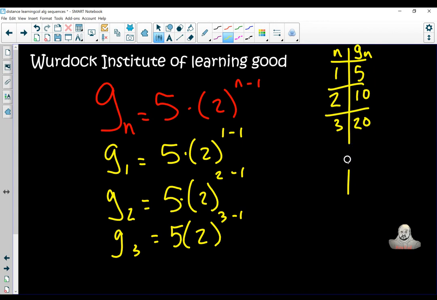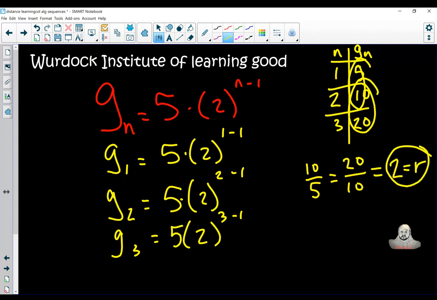What we say in this case is that you have a constant ratio. This means that if I take the ratio of these two terms, 10 over 5, or the ratio of these terms, 20 over 10, or in fact the ratio of any consecutive terms, they all give you your constant ratio of 2. So in this instance, your first term was 5. That's located there. Your constant ratio r was 2.